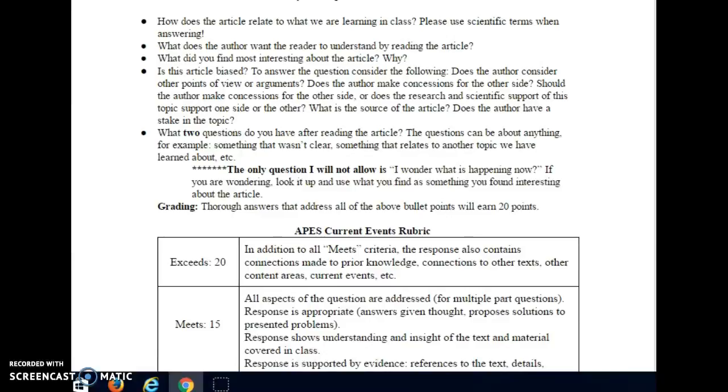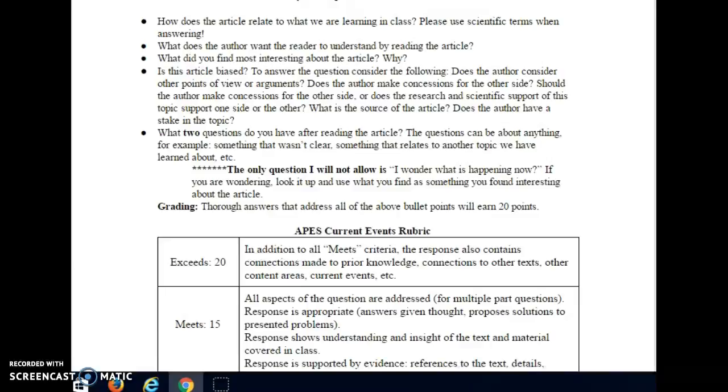So the first bullet point is, how does that article relate to what we're learning in class? And we do want you to use scientific terms when answering, so this is really where you would pull in your notes and or textbook as needed. The second bullet is, what does the author want the reader to understand by reading the article? Why did they write the article, etc.? And the third bullet is, what did you find most interesting about the article and why? Those 3 are pretty easy.